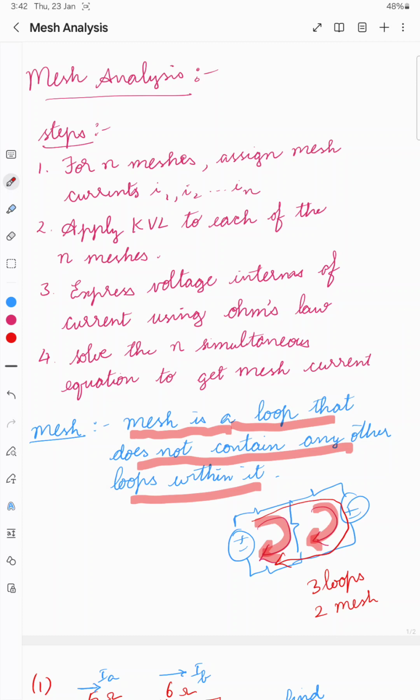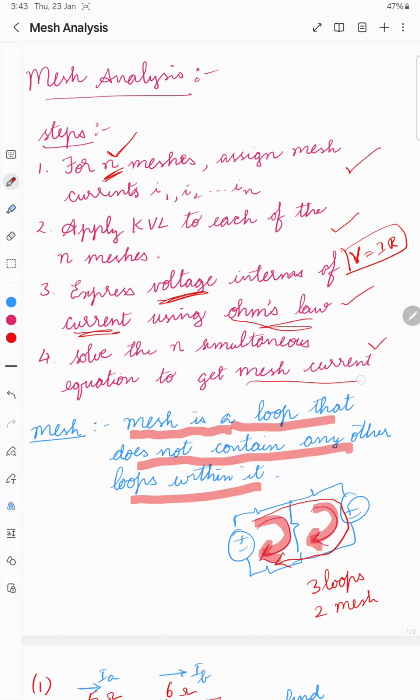Then what are the steps to be followed? First we have to identify the number of meshes, say n meshes. Then for each mesh you assign the currents like I1, I2, I3, I4. Then apply Kirchhoff's voltage law for each mesh. Then write the voltage in terms of current using Ohm's law: voltage is I times R. Then solve the n simultaneous equations and you will obtain the mesh currents. So if you go for mesh analysis, ultimately you will be finding the mesh currents.